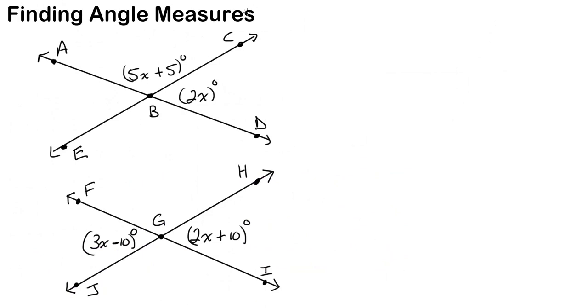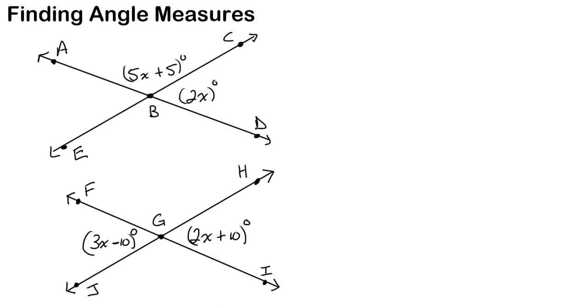Right, so the last part of this lesson is to use the concept of linear pairs and vertical angles to find angle measures algebraically. So if we look at this first example here, we have angle ABC measures 5x plus 5 degrees, and angle CBD measures 2x degrees. What we want to do is find the actual numerical measures of these angles. So how do we do that? Well, we know that angle ABC and angle CBD are a linear pair. They make the straight angle, the straight line, ABD. So we know that the sum of these two angles has to be 180 degrees.